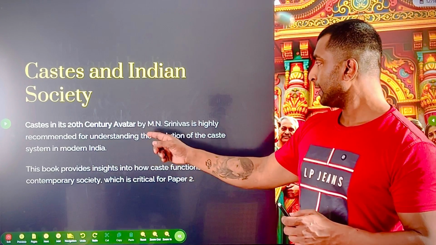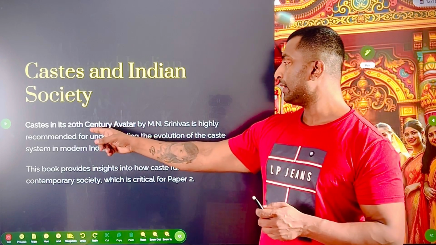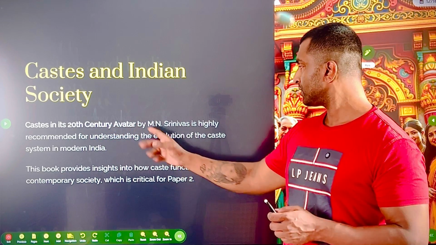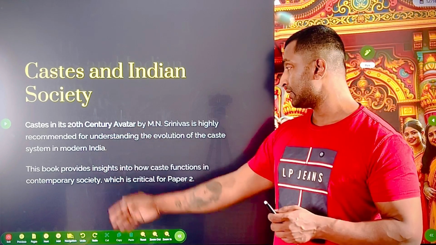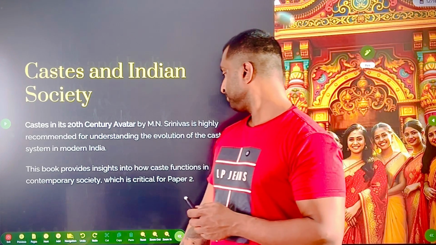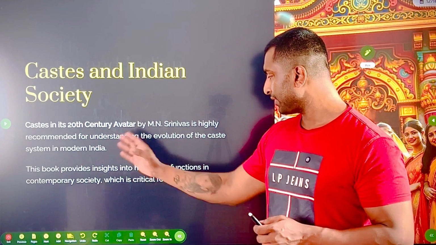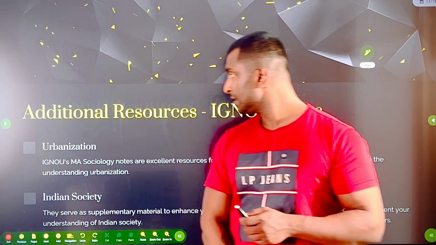Caste in Indian society: Caste in its 20th century avatar by M.N. Srinivas. You can read it to have a very good understanding about caste. It gives you how caste functions in India.